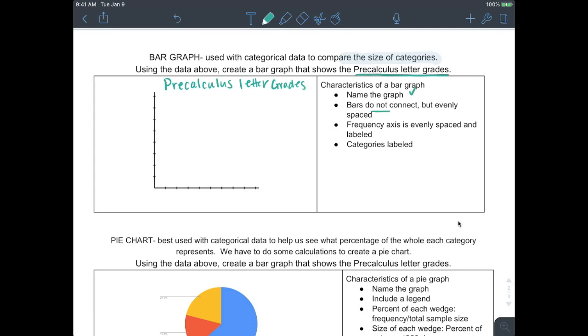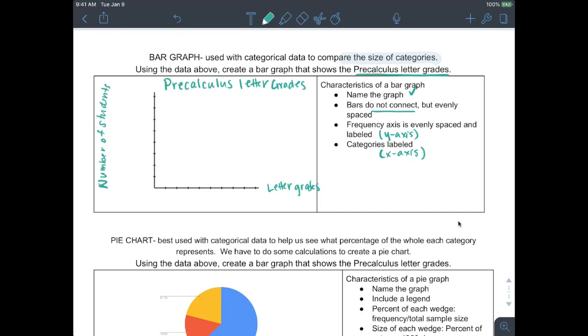We do not connect the bars, but we need to make sure we evenly space out the categories. The frequency axis, this would be the y-axis, okay? And then we need to make sure we label our categories on the x-axis clearly. So what are our categories? Actually, let's do this first. On the x-axis, that is going to be our letter grades. Our frequency axis in this case is our vertical axis. So we're going to call that the number of students.